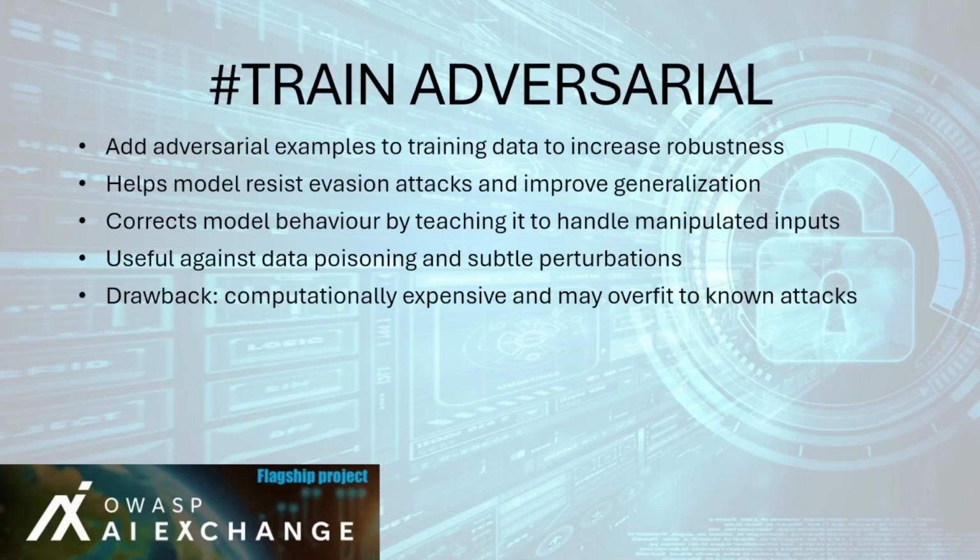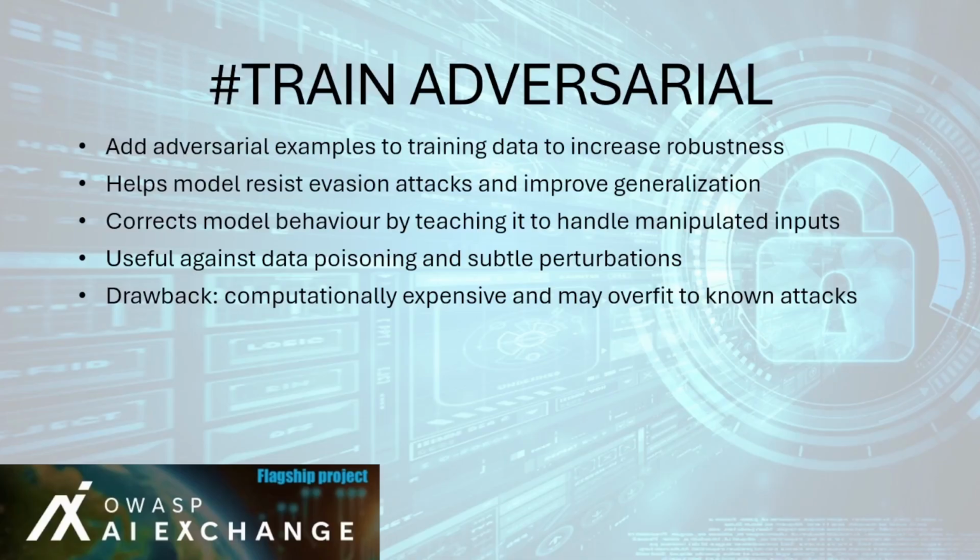Process overview is as follows. 1. Generate adversarial examples using controlled attacks, for example, fast gradient sign method or FGSM, or projected gradient descent or PGD. 2. Label these samples correctly to reinforce intended outcomes. 3. Retrain or fine-tune the model with the combined dataset. Benefits are as follows. It makes models less sensitive to minor input variations. It reduces dependency on fragile data patterns, and it adds resistance to both evasion and poisoning attacks.